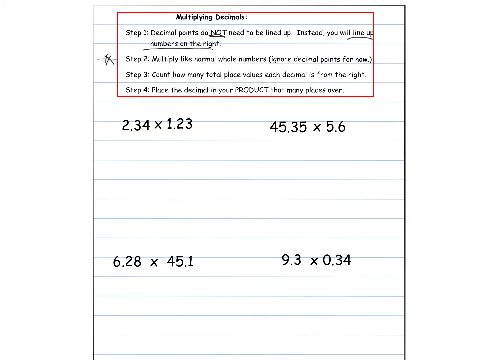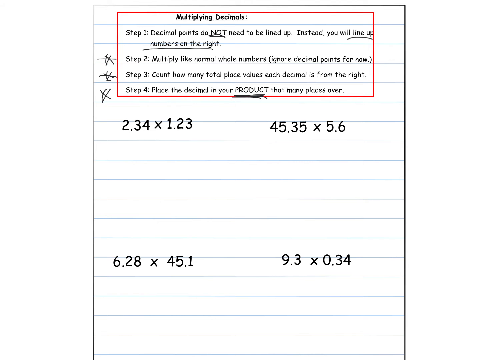Count how many total place values each decimal is from the right. We'll talk about that in a second. And then place the decimal in your product, which remember is the answer of a multiplication problem, and we'll place the decimal that many places over. So let's do 2 examples together with me, and then you're going to do 2 examples on your own. I will expect to see 4 multiplication problems in your notebooks with your notes.